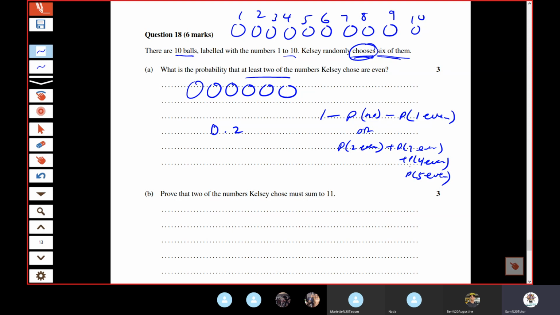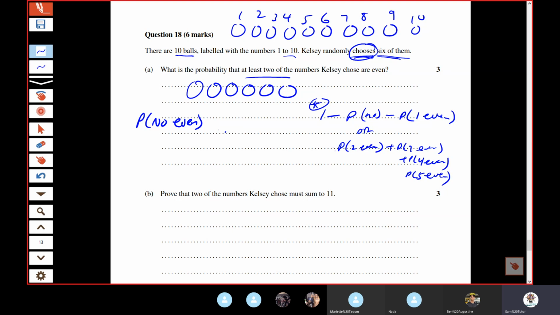Then you guys just got to evaluate which one's faster. Of course, this one would be a lot faster than this one here. So that is the strategy we're going to take. Okay, 1 minus the probability. Okay, so let's work this out. What's the probability of getting no even numbers?